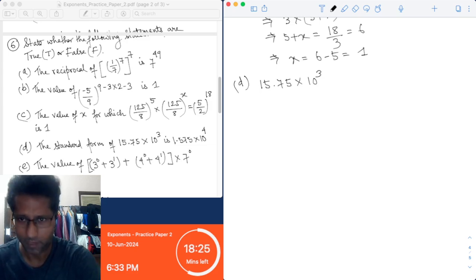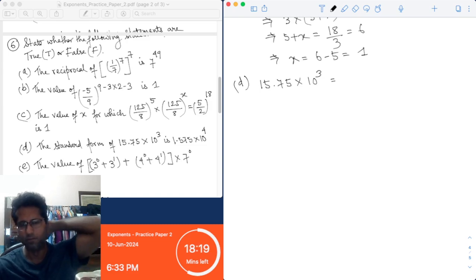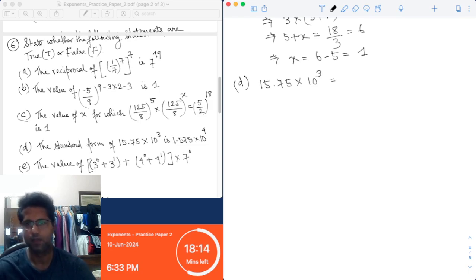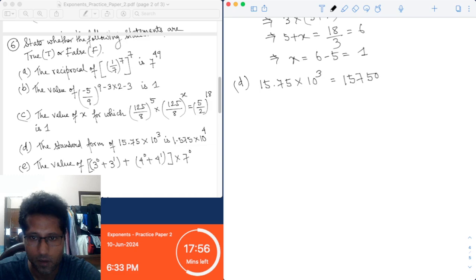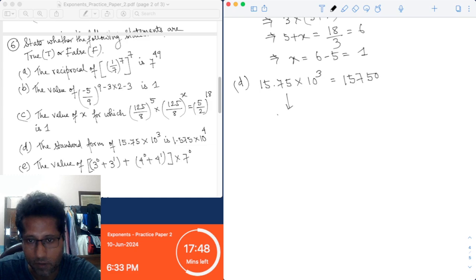This number given is 15.75 multiplied by 10 cube. This is a decimal number multiplied by 10 with a power of 3. So what will be the value? We just shift the decimal point 3 places to the right, and that becomes 15750. Now we have to see what is its standard form. As per my notes, if you remember, for expressing a large number in the standard form, we first place the decimal point after the first digit from the left.